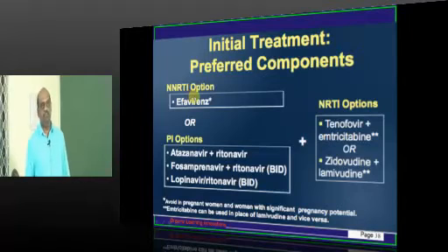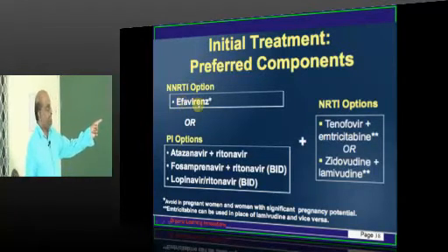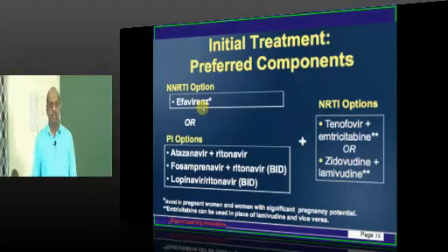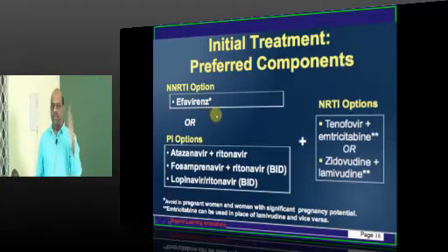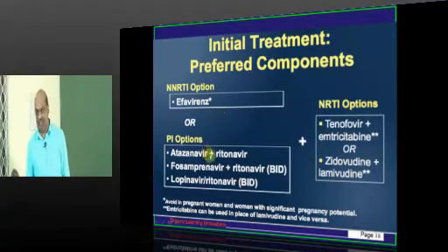NRTIs is a wonderful choice. Efavirenz is a preferable one among the NNRTIs. Once daily dosing. Little insomnia, suicidal tendency, which the patient will overcome after a period of time. You can remember it very easily.